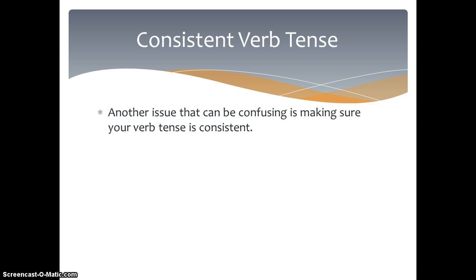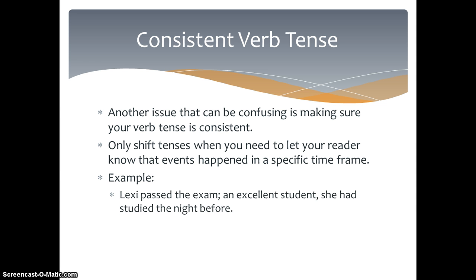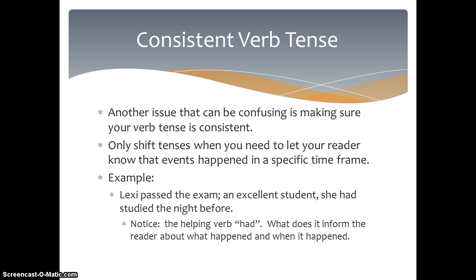Another issue, you gotta look at verb tense and making sure it's consistent throughout. You can shift tenses, but only when you need to let your reader know that events are happening in a specific time frame. So, for example, let's look at this. Lexi passed the exam. An excellent student. She had studied the night before. Notice the helping verb had right here. What it does is informs the reader that we're having some sort of shift in time.